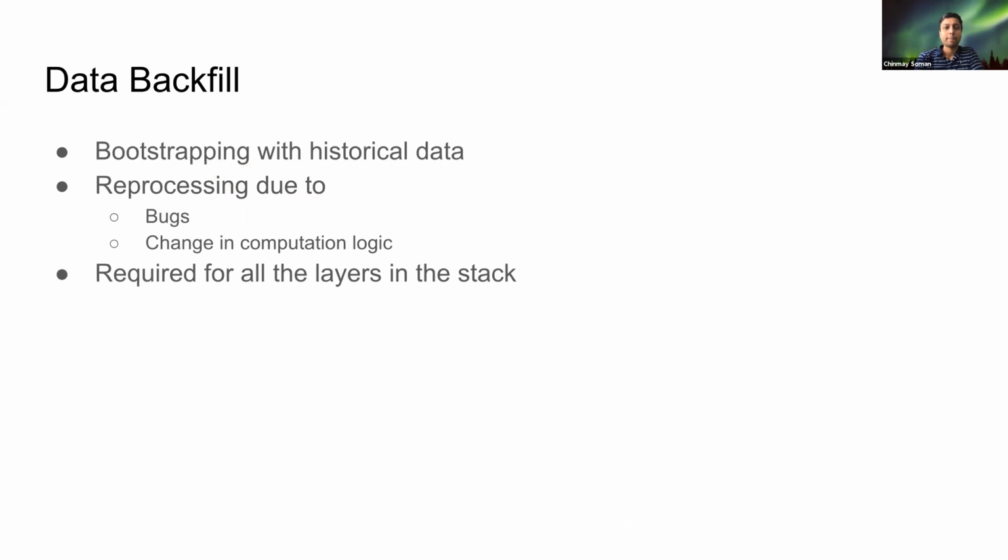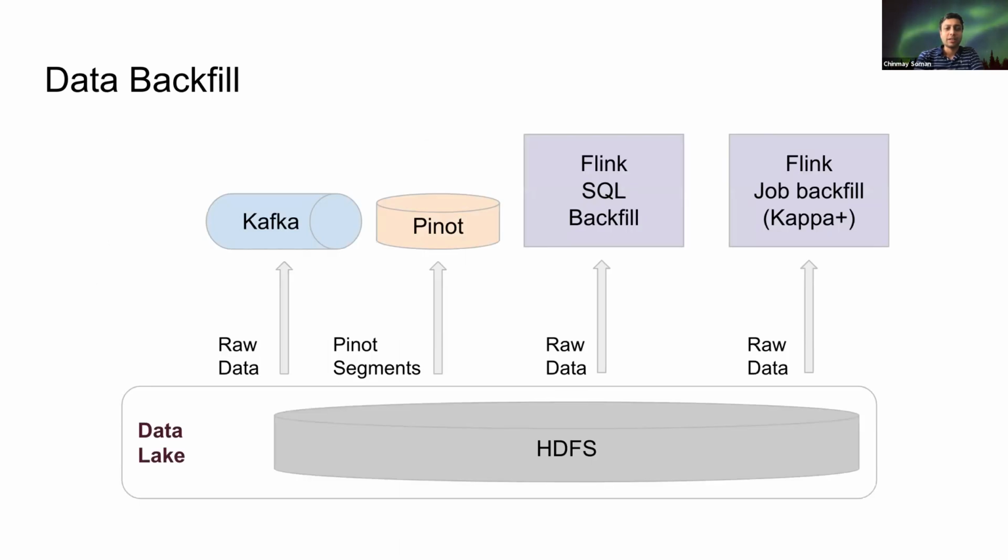Another major problem we had to address was the need for backfilling data, which is used for a variety of reasons. For example, bootstrapping a table with historical data, or data correction or reprocessing. We leverage our HDFS-based data lake for doing such backfill. In the case of Kafka, the raw data is simply replayed back into Kafka. In the case of Pinot, we build the Pinot segments from the raw data using a separate compute job, and then copy the segments over into Pinot once they're ready.